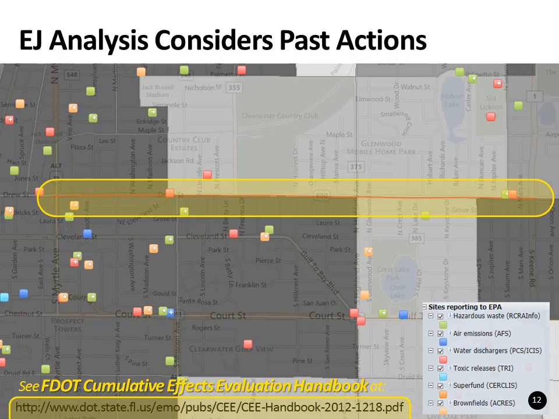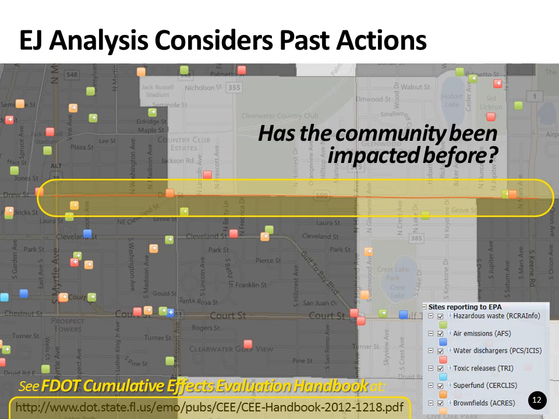The severity of a project effect can be influenced by past actions, so the environmental justice analysis considers whether the community has been impacted before. Prior impacts could be transportation related or otherwise, as executed by public entities or private entities. For example, the community may have suffered from a municipal wastewater treatment plant or at the hand of an industry that caused groundwater contamination. We consider past actions because the layering of adverse effects can raise the severity of a project effect, that is, the cumulative effect on a community.